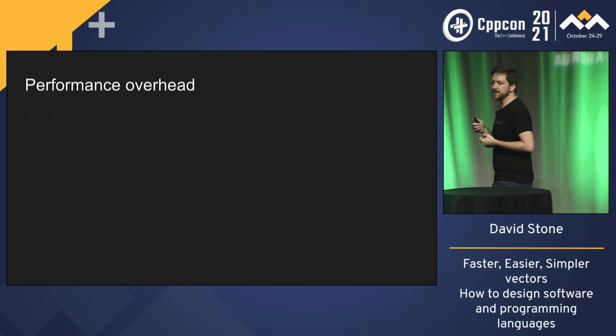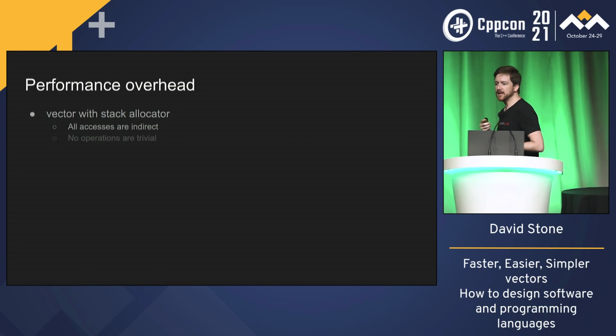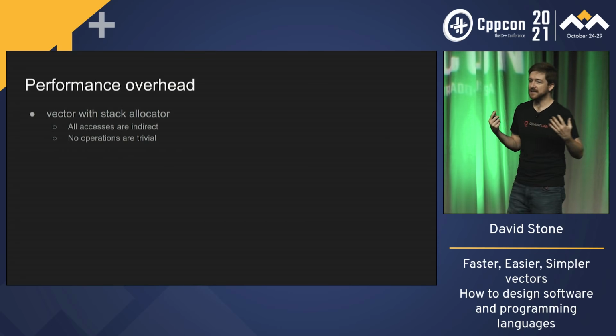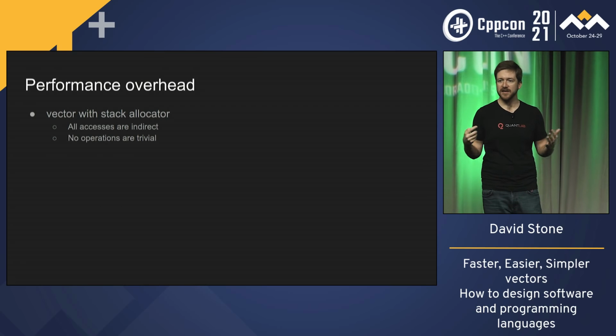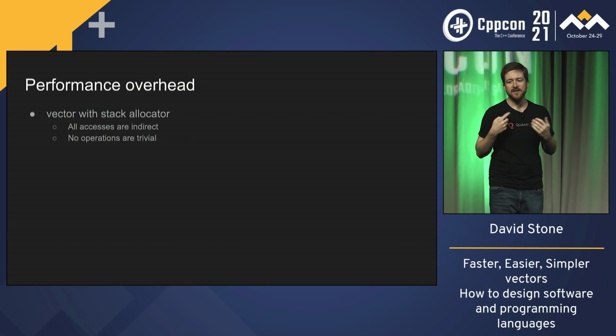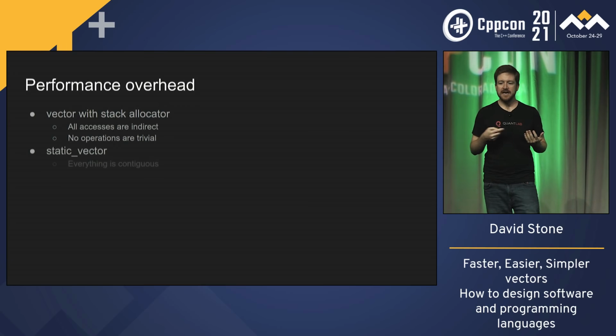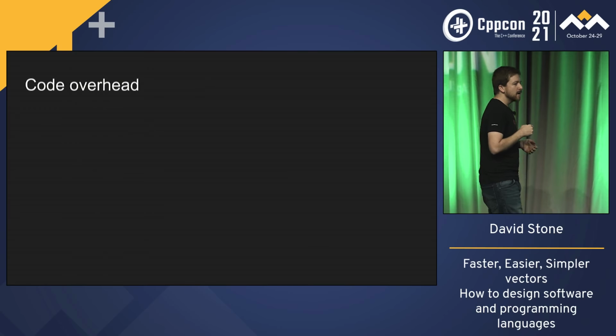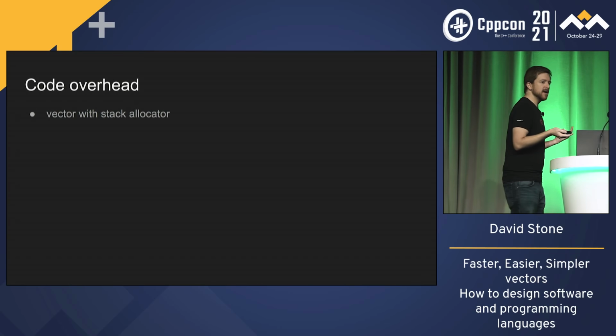And then there's also the performance overhead of using it. All accesses are indirect when you use a vector with a stack allocator. Now it's indirect to stack memory, which is hot in cache, sure, but it's still accessed through a pointer. And none of your operations can be trivial. Whereas with a static vector, everything's contiguous, everything is as trivial as it can be. That's nice. And then there's also the code overhead of using allocators.